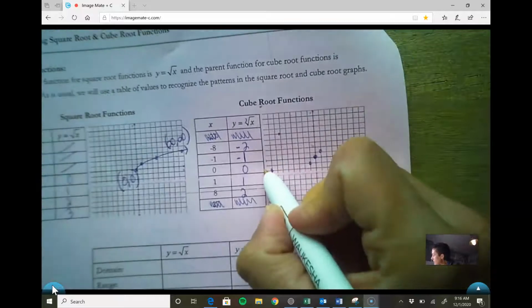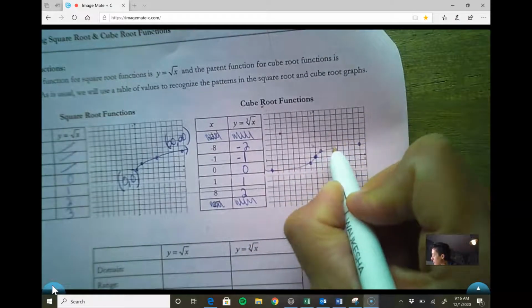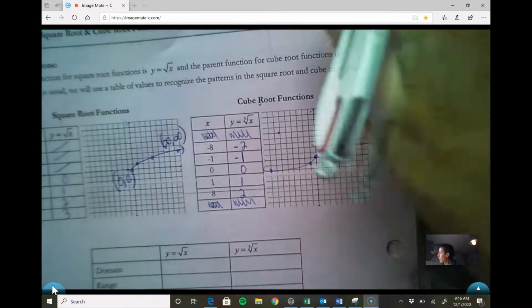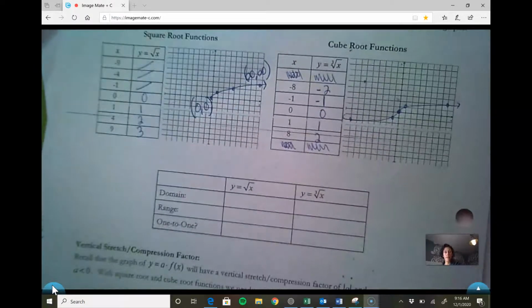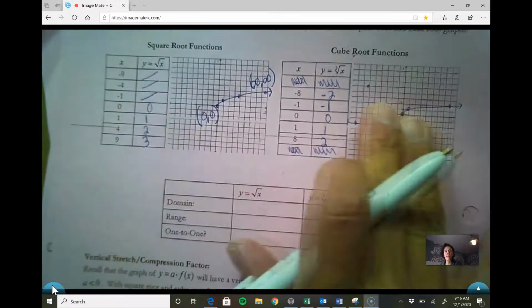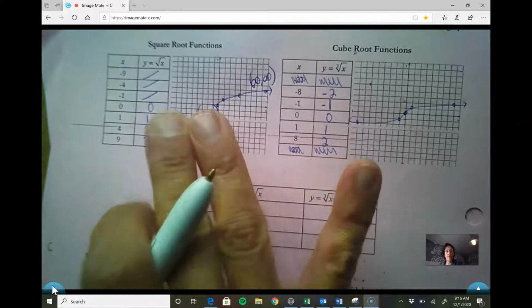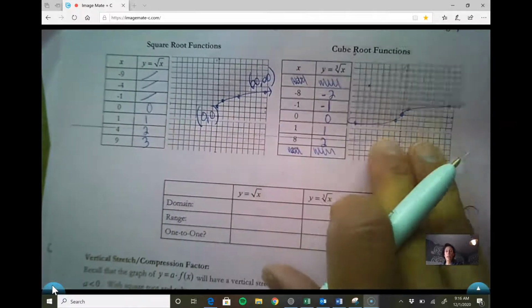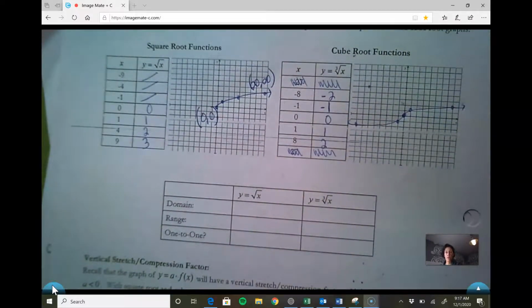And what you should see is this looks very similar to our cube function. Our cube function was taller, like this. So this just kind of takes it, and it looks a little more flat. Okay, so you should see some similarities between a parabola, which is the inverse of a square root function, and a cubic function, which is the inverse of a cube root function.